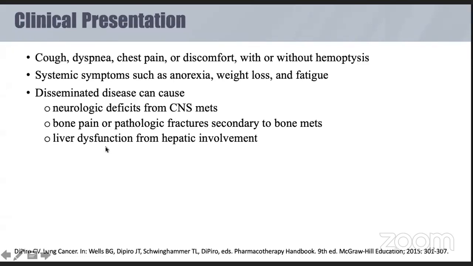As you can expect, lung cancer is a type of cancer which affects the lungs. So we can see patients with respiratory symptoms like cough, dyspnea, chest pain, or discomfort with or without hemoptysis. Also, patients might have some systemic symptoms such as anorexia, weight loss, and fatigue. So usually when we are talking about weight loss, we are talking about losing 10% or more of the weight within 6 months. Of course, this loss should be involuntary.